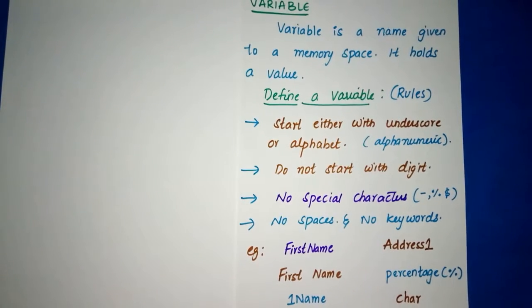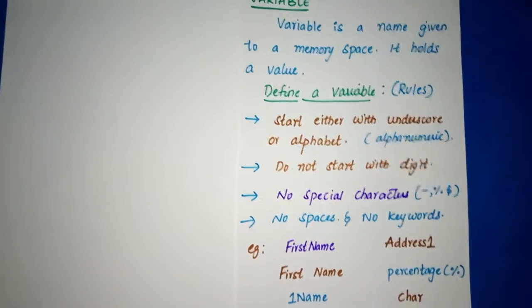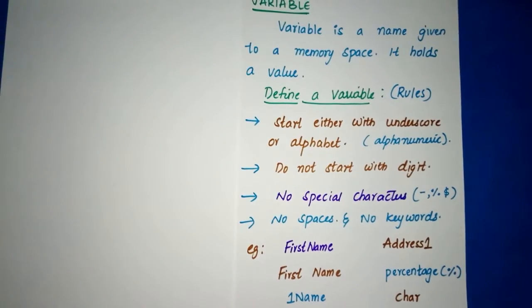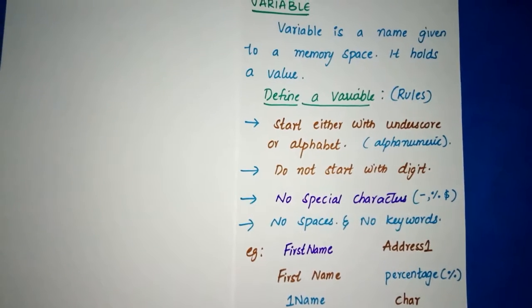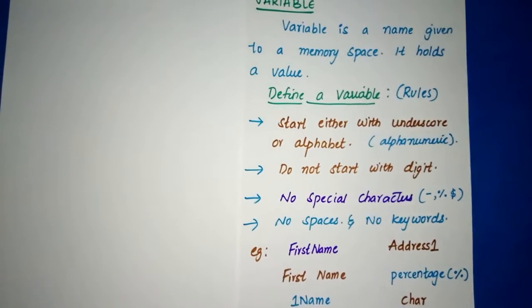So what does that variable have? A variable will have a value in it. So how do you define a variable? A variable is just a word, or a group of words, a collection of words. To define a variable we have some rules.